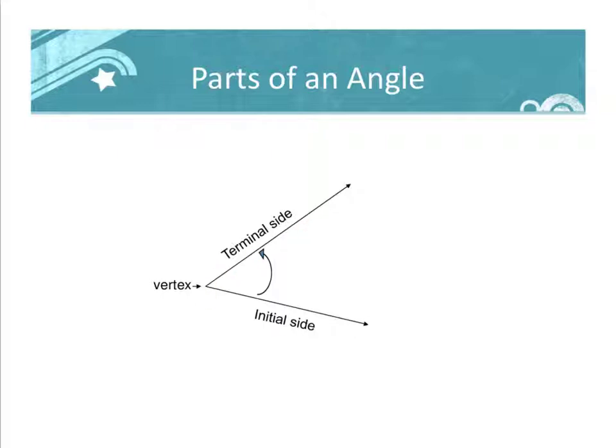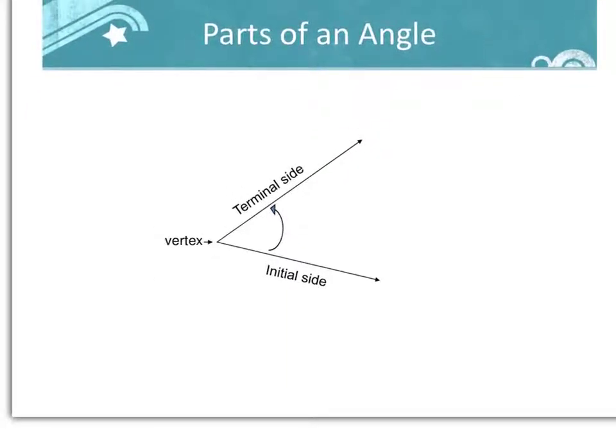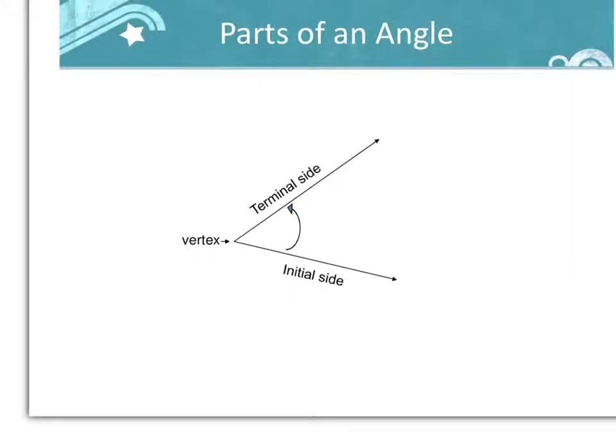A rotating ray is often a useful way to think about angles. The endpoint of an angle's initial side and terminal side is the vertex of an angle. And something that you should be mindful of is an angle's in standard position if its vertex is at the origin and the initial side is on the positive x-axis. So here's a diagram of that.